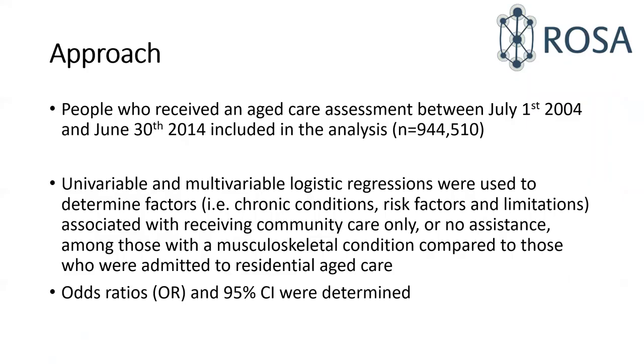Participants who received an aged care assessment between the 1st of July 2004 and June 30th, 2014 were included in the analysis. This was a cohort of approximately 1 million people. Logistic regressions were used to determine factors associated with receiving community care only or no assistance among those with a musculoskeletal condition compared to those who were admitted to residential aged care.